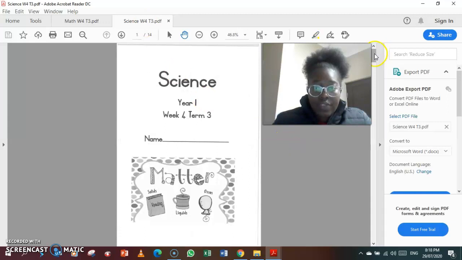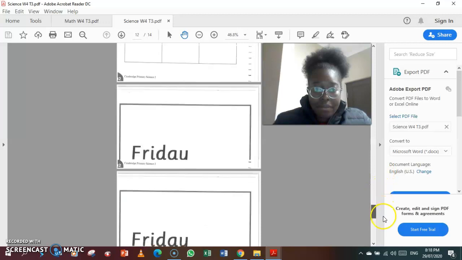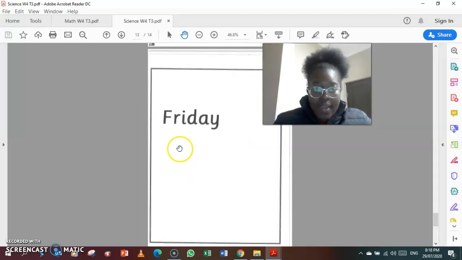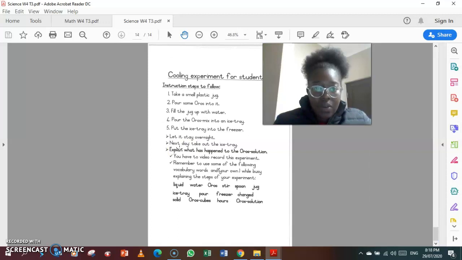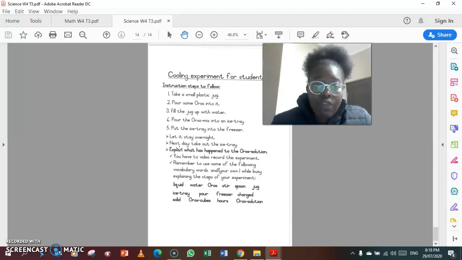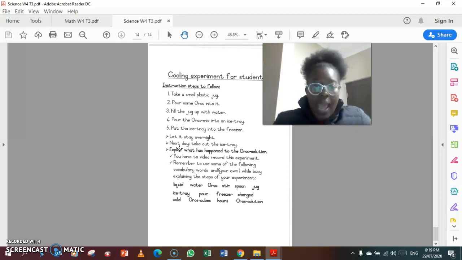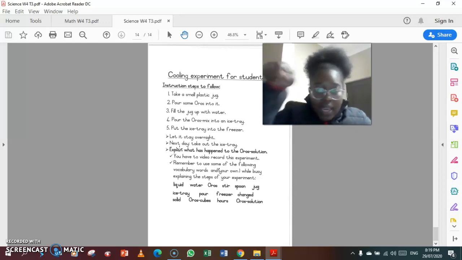For our science for today, let's see. Friday. So, the experiment that you need to do. The instructions are as follows. You'll take a small plastic jug, and you'll pour some ORS into the jug, just a little bit. And then you'll fill the jug up with water and you'll mix it.